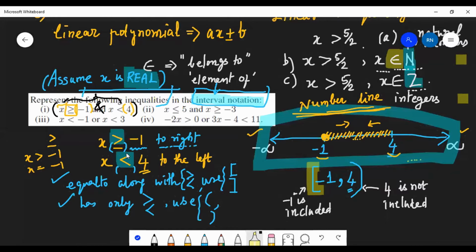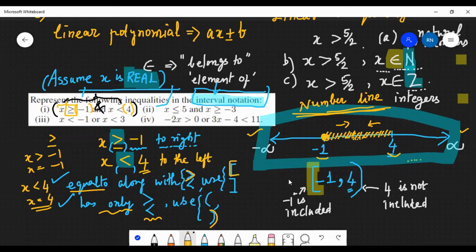But for the number 4, it is less than 4. If you are maintaining the shading process, keep it to the left of 4. Don't go beyond 4, and 4 is not included because it is only less than 4. The equal to part is missing, so you use only the curved bracket. And for the first part, equal to is present, so you use the square bracket along with greater than.